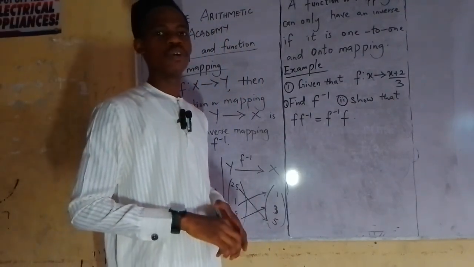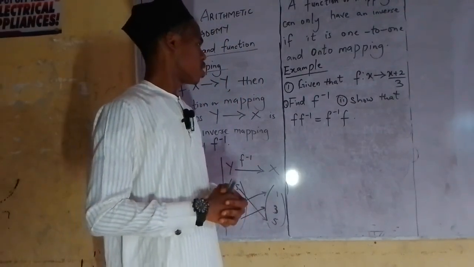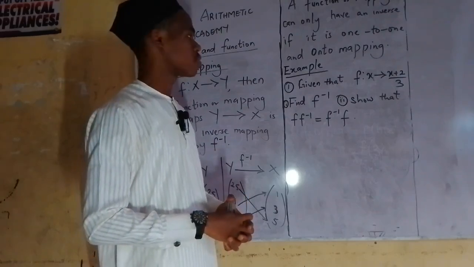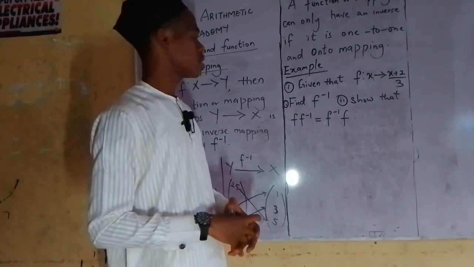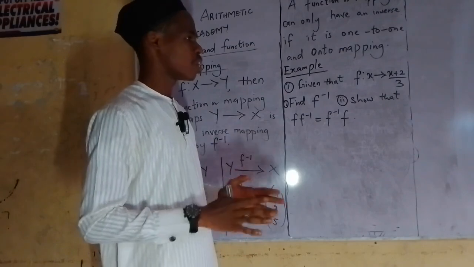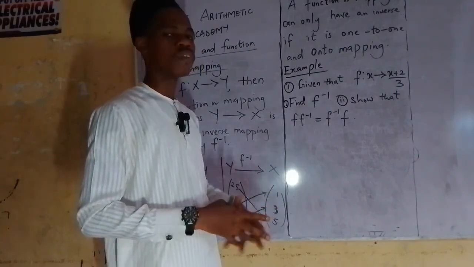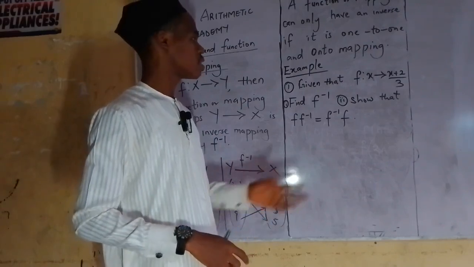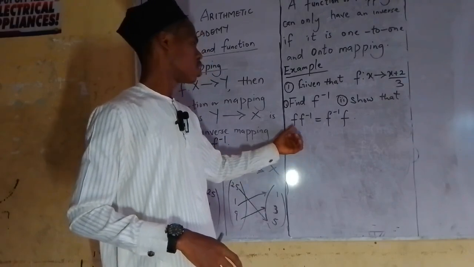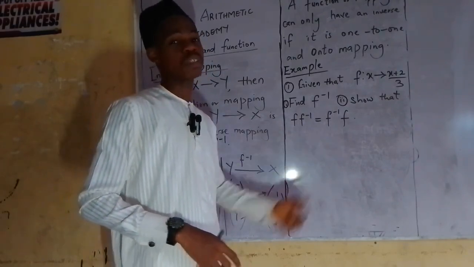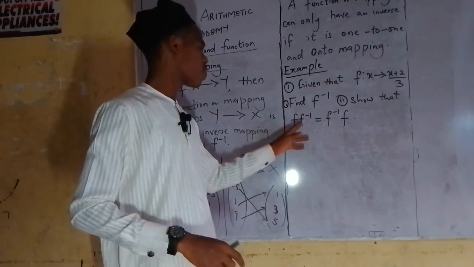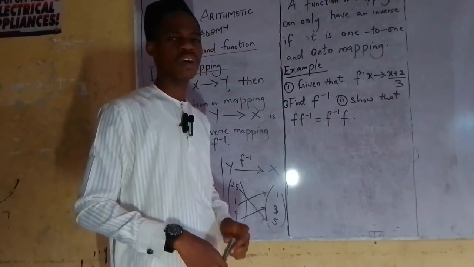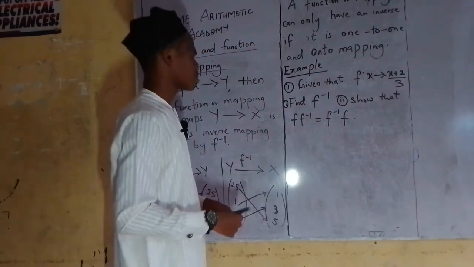So now this is the question we are going to be looking at today. It says, given that f of x is given to be (x plus 2)/3, we are meant to find the inverse of f. After finding it, we should show that these composite mappings are equal. That is, f of f inverse of x is the same thing as f inverse of f of x. Now let's take it one after the other and solve.